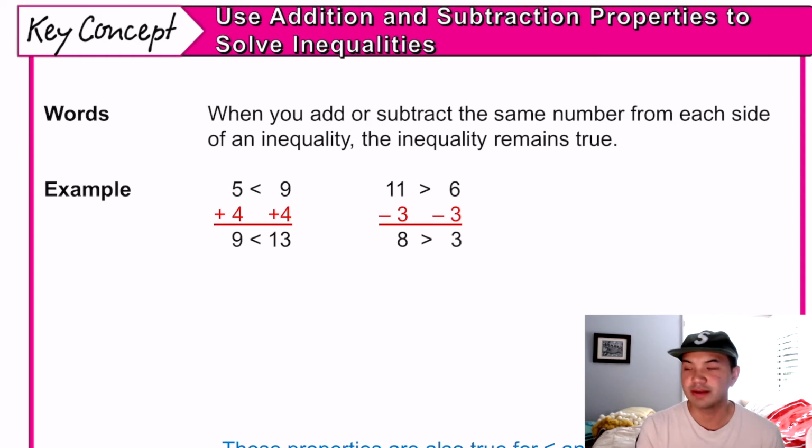So for example here, 5 is less than 9. That's a true inequality. If I add 4, the same number, to both sides, the inequality will stay true. 9 is still less than 13. And you can pick whatever number you want.